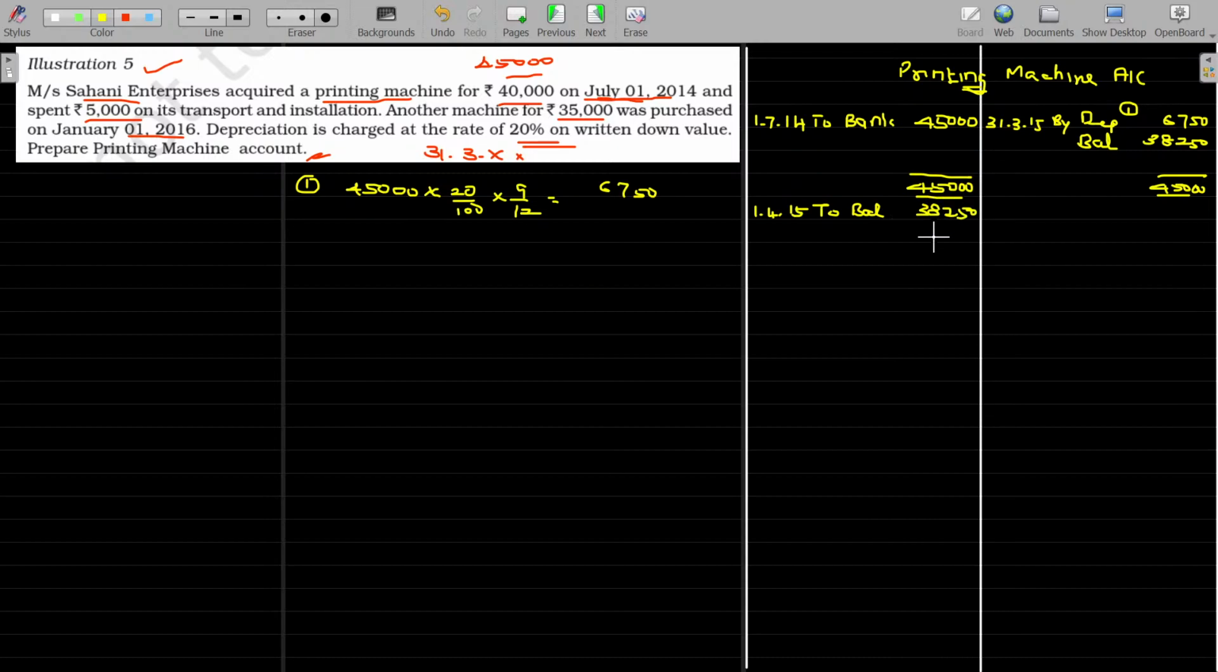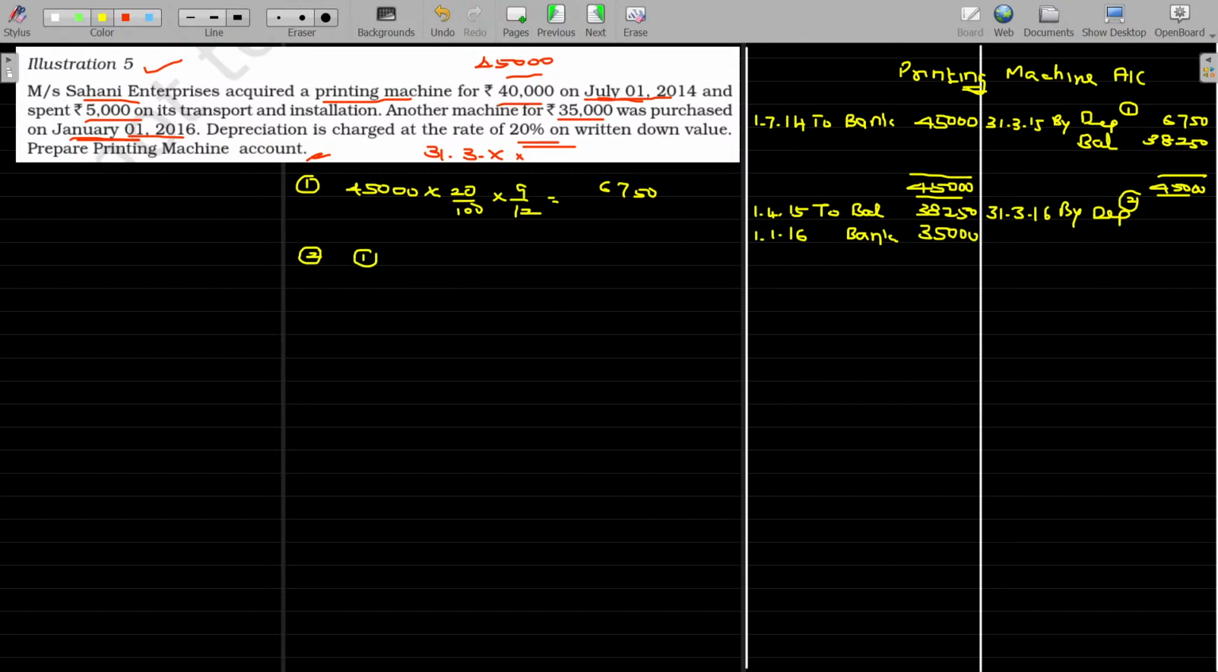38,250. This year gets over by 31st March 2016. But halfway through we purchase one more asset on 1st January. So 1st January 16, to bank we purchased another asset for rupees 35,000. Now for the year end 31/3/16, by depreciation, I will work out the depreciation separately here.